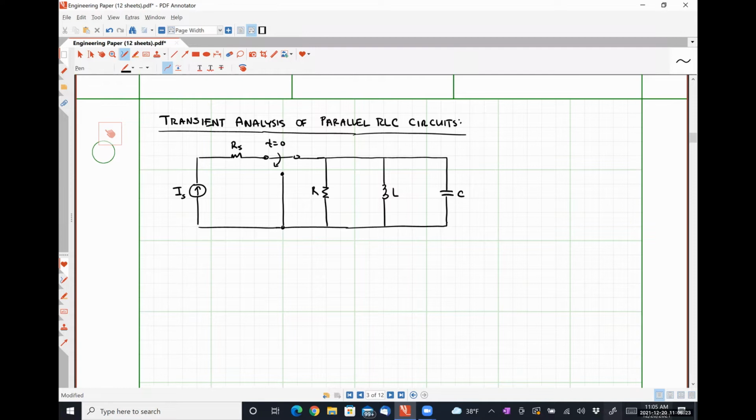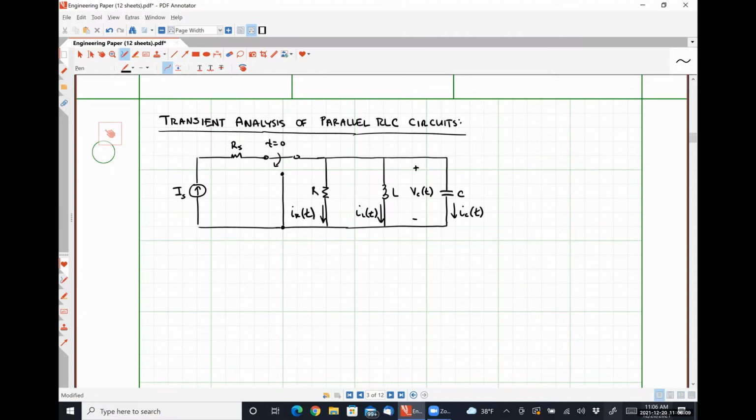And let's define our capacitor voltage, VC of t, like so. So that the capacitor voltage VC of t is also the voltage drop over our inductor L, as well as the voltage drop over our resistor R, because all of those elements are connected in parallel. And I'm going to call this current through my capacitor IC of t. I'm going to call the current through my inductor IL of t, and the current flowing through my resistor IR of t, like so.